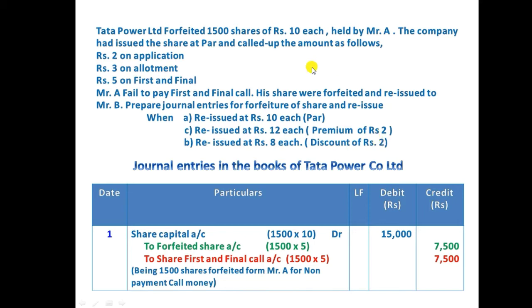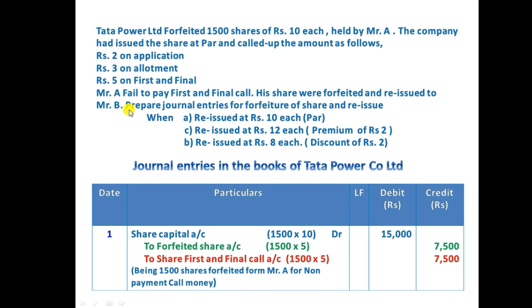First we'll discuss the question. Total number of shares held by Mr. A is 1500, and he needs to pay 10 each. This 10 rupees he needs to pay in 3 installments: 2 on application, 3 on allotment, and 5 on first and final call. Mr. A failed to pay first and final call. That means 5 rupees he didn't pay. He already paid 2 and 3, total 5 rupees he paid. So he didn't pay only the first and final call. So the company forfeited his shares. Forfeited means it's cancelled. The company cancelled its shares. After cancellation, the company reissued to Mr. B.